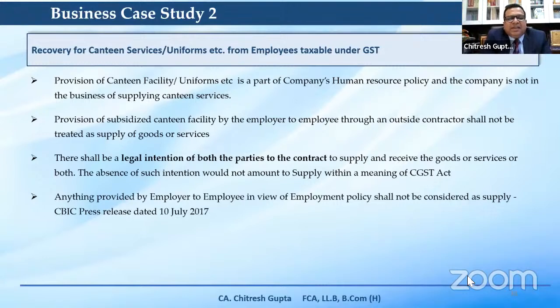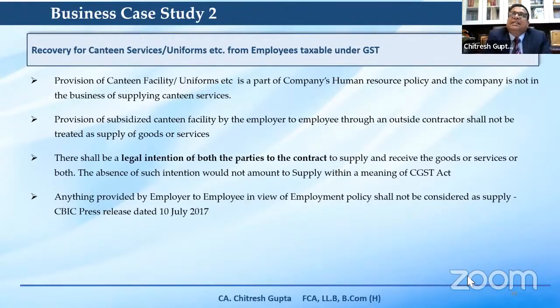Then further, there is a CBIC press release which says that anything provided by the employer to the employee in view of the employment policy shall not be considered as supply. So friends, if the department takes this view that the canteen facility provided by the employer to the employee will be treated as supply, in that case what will happen? There are so many facilities provided by the employer to the employee, all these will become taxable.